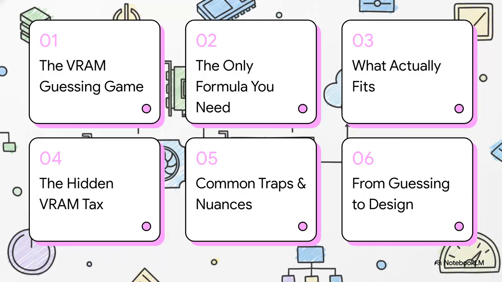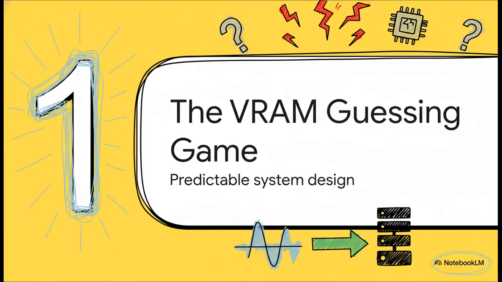So here's our game plan. We're going to start with what I call the VRAM guessing game and show you how to stop playing it. We'll cover the one and only formula you really need, figure out what actually fits on your hardware, and then uncover this thing called the hidden VRAM tax. After that, we'll dive into some common traps and finally get you from just guessing to actually designing your AI systems with confidence.